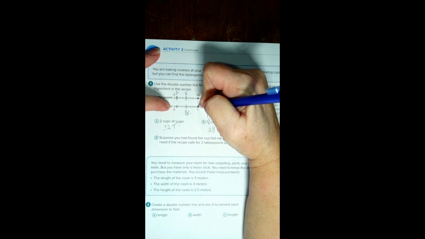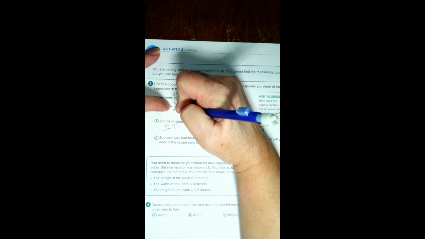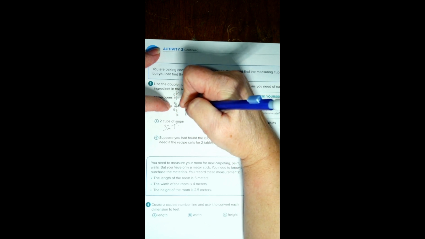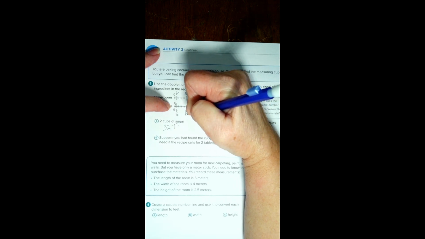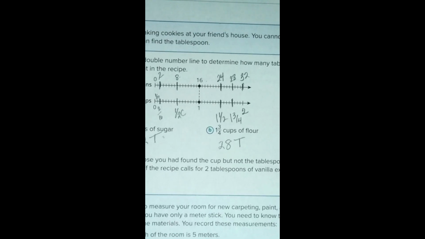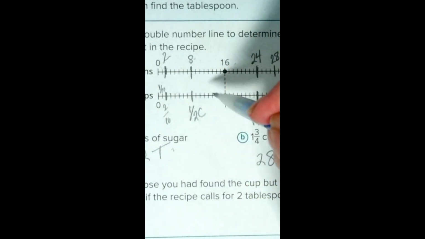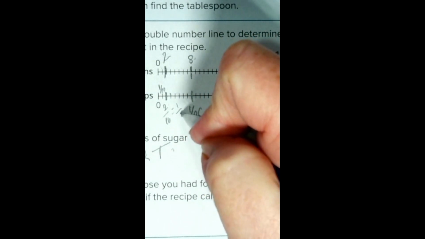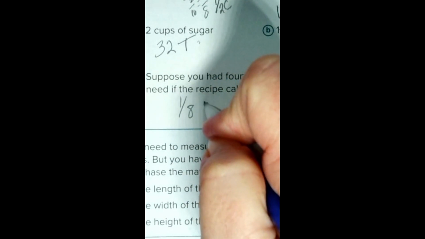If it's going up by, there's 16 little ticks here. So this would be 1/16, and then this next one would be 2/16, 3/16, 4/16, 5, 6, 7, 8/16, which is the same as a half. So my thinking is correct there. So this is 2/16 right here, this second line in, which is the equivalent of 1/8. So this would be 1/8 of a cup.